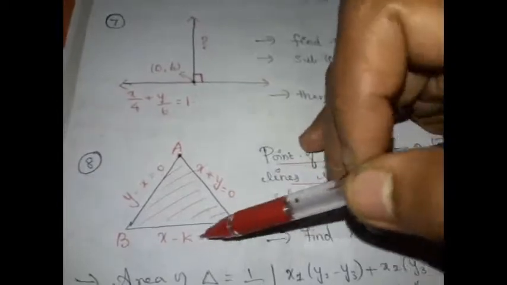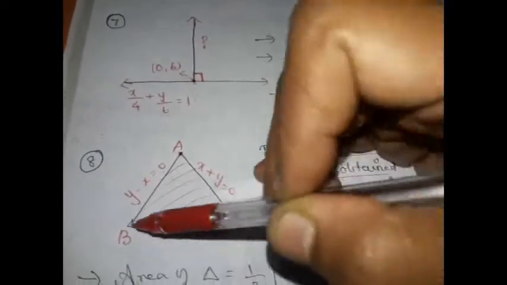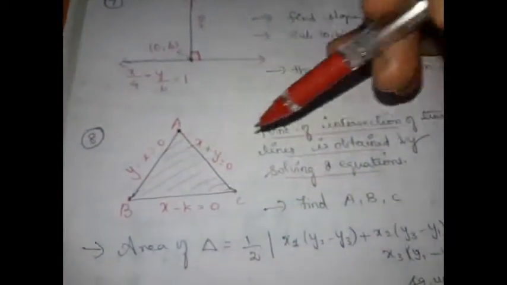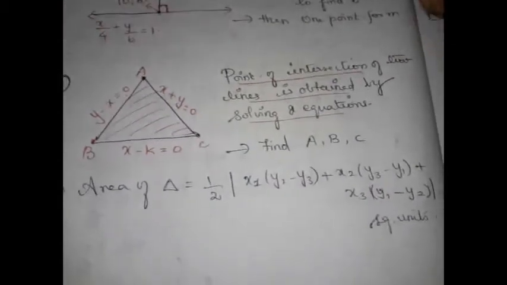If we solve these two equations, we will get C. If we solve these two equations, we will get B. So once you know A, B, C, you can substitute in the area of triangle formula. What is the area of triangle formula?